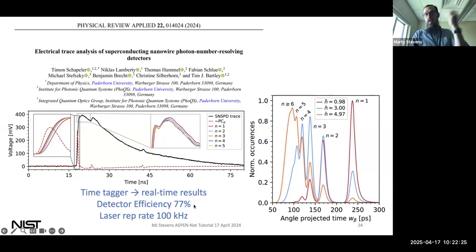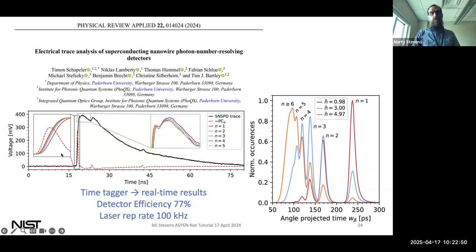These detectors were not terribly high, I mean, they're high efficiency, but it's not state of the art. They were done with just a commercial device that they happen to get from a company. And the laser rep rate, I'll point out, is quite low here. It's like 100 kilohertz. So one thing you notice is that to achieve really good timing resolution, you actually want to slow things down.